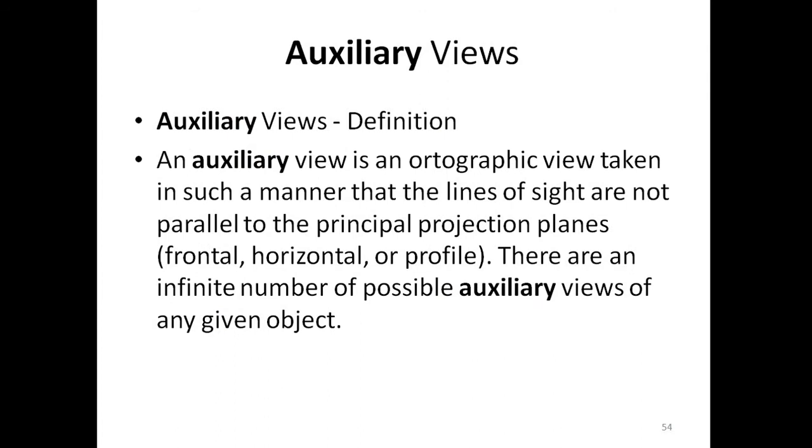The definition of auxiliary view: an auxiliary view is an orthographic view taken in such a manner that the lines of sight are not parallel to the principal projection plane, that is frontal, horizontal or profile. There are infinite number of possible auxiliary views of a given object. It is nothing but a simple orthographic view, but taken in such a manner that lines of sight are not parallel to the principal projection.